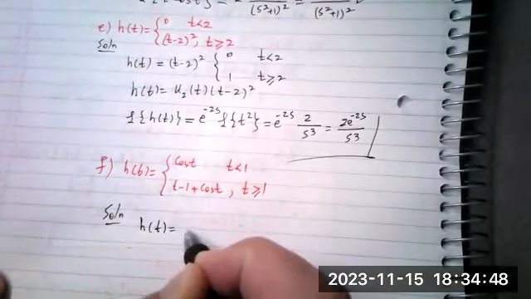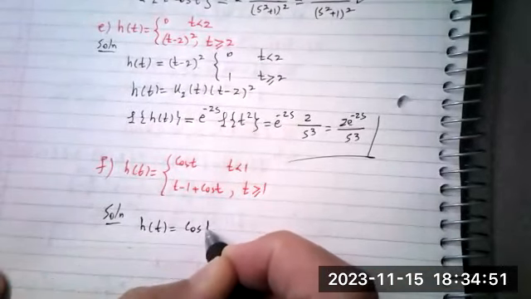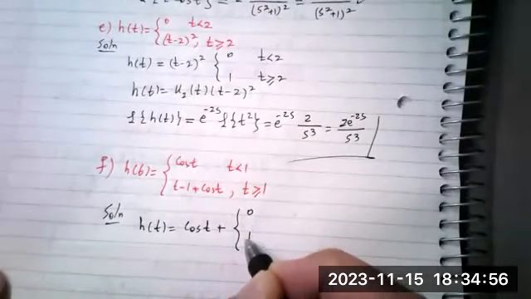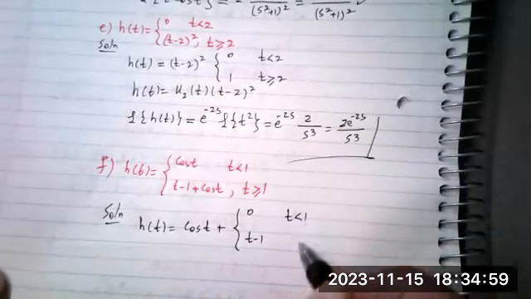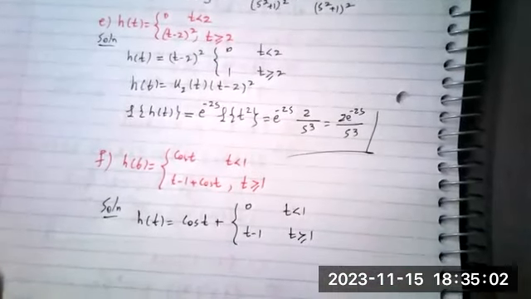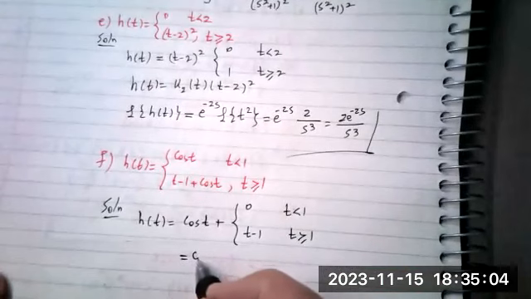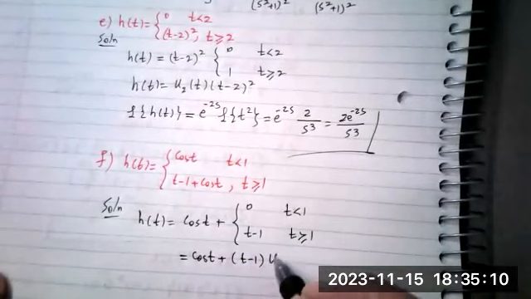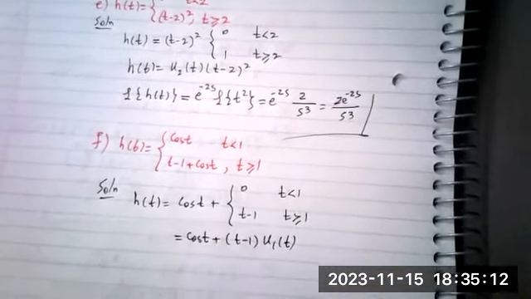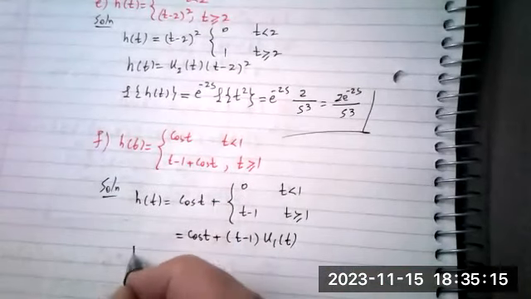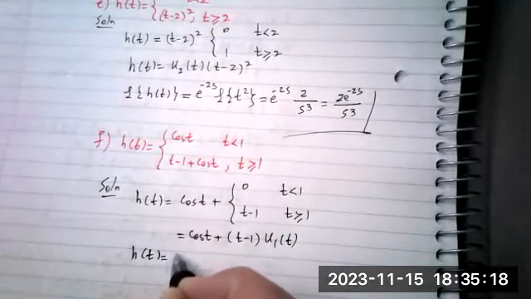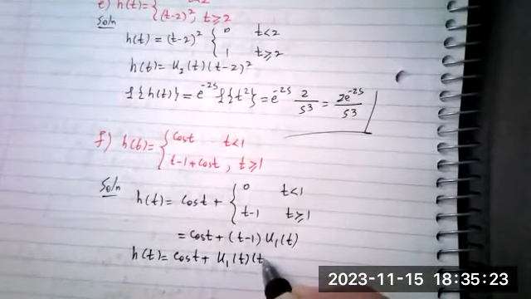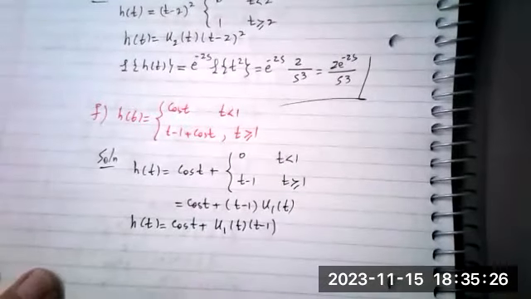So h of t would be the cosine of t, okay, cosine of t plus, that gives you 0, 1, 0 and t minus 1. And then we pull out the t minus 1. So that gives you cosine of t, you pull out the t minus 1, and the leftover would be u1(t). Okay, so your function is going to be cosine of t plus u1(t) times (t minus 1). Now find the Laplace transform.